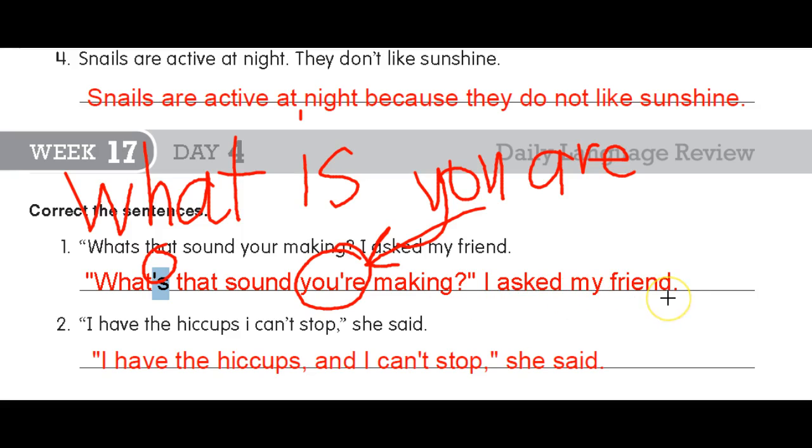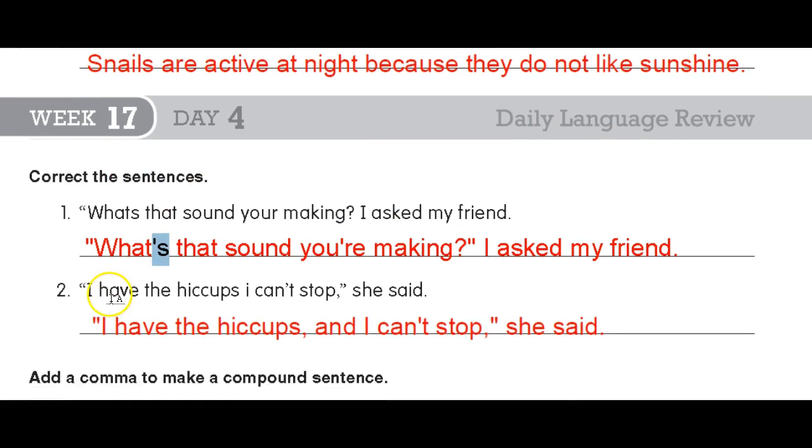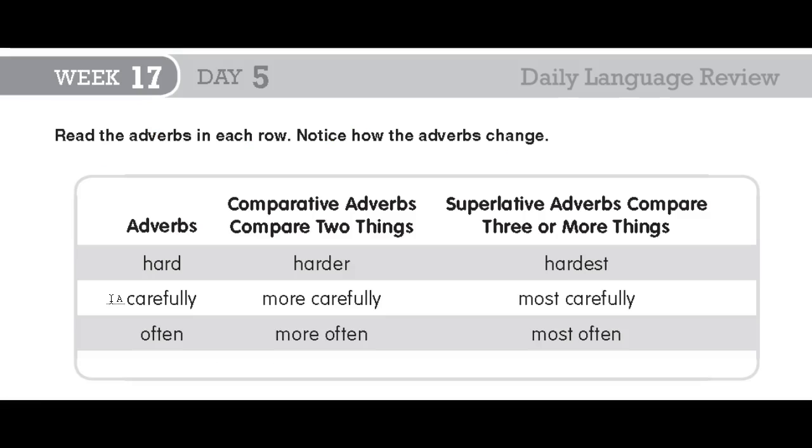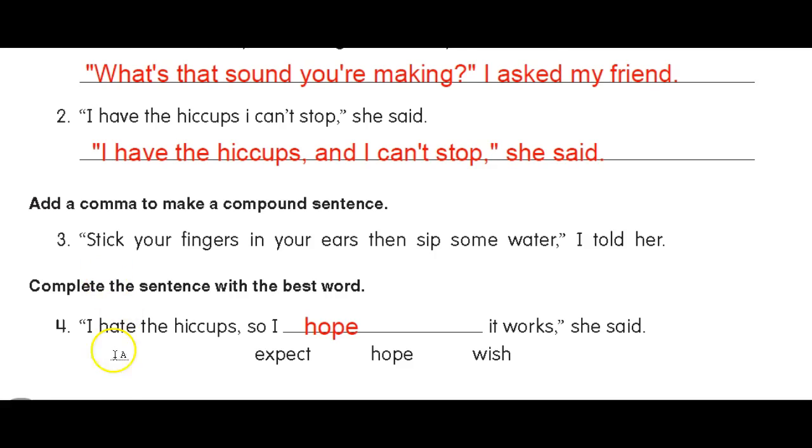I asked my friend, period. I have the hiccups, comma, and I can't stop. Since we have two things, "I have the hiccups," "I can't stop," both of those could be sentences by themselves, so we have to combine them into one thought in one sentence using a comma and an "and." I have the hiccups, and, comma, and I can't stop, comma, she said, period. Seems like a lot of punctuation. Add a comma to make a compound sentence.